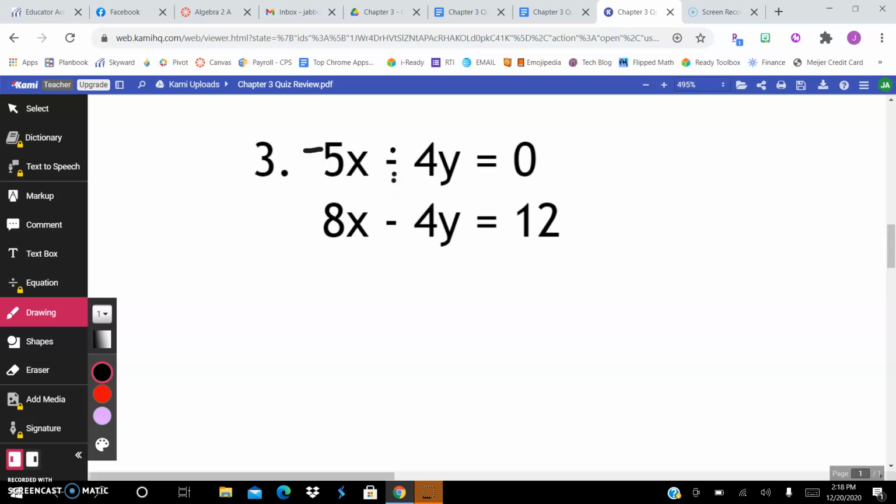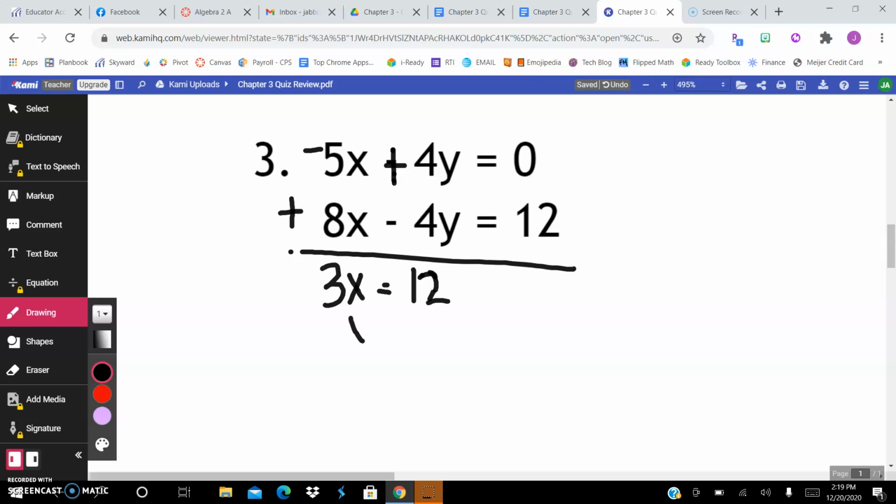This would be a positive 4y. And 0 is just 0. It doesn't get to be negative. But if that was a different number, I would make it opposite. Now I can add going straight down. So a negative 5 and an 8 would be 3x. 4 and negative 4 cancel out. And 0 plus 12 is 12. So divide both sides by 3, and 12 divided by 3 would give us 4. So our x value is 4.